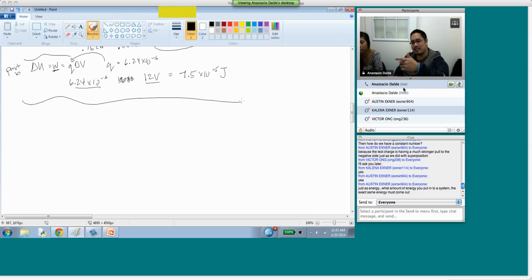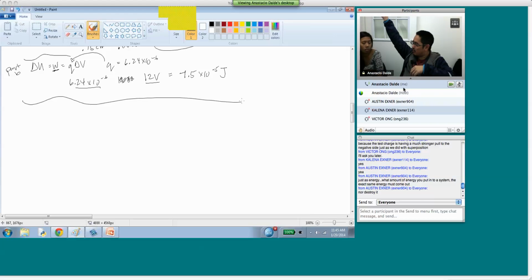Austin's saying exactly what I'm getting at. Energy is conserved. The amount of energy that I put into a system has to equal the amount of energy that comes out of a system. I can't create energy out of scratch. I can't destroy energy. Like if I take this cup and I hold it over your head and I drop it, it has potential energy now. When it hits your head, does it have potential energy?